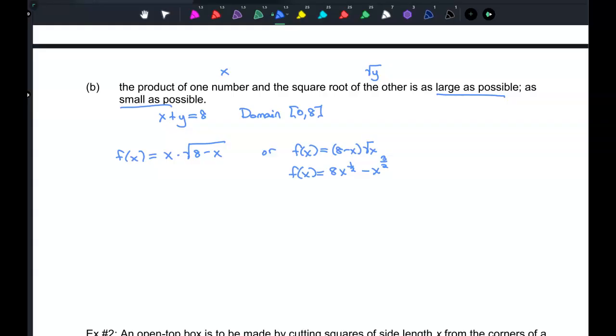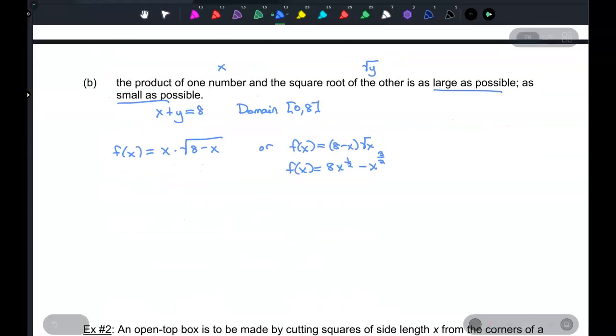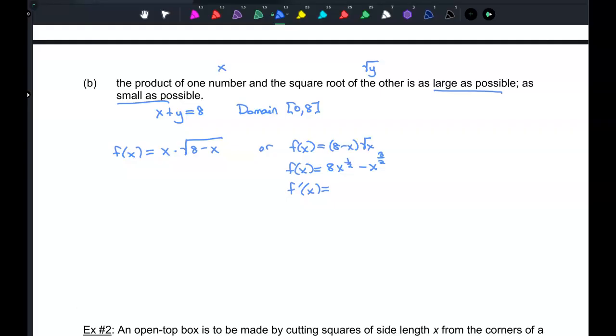Okay, what's the derivative? 4x to the negative 1/2 minus 3/2 x to the 1/2. What is my goal here? I want to find the critical point, so I want to see where this is equal to 0 or undefined.